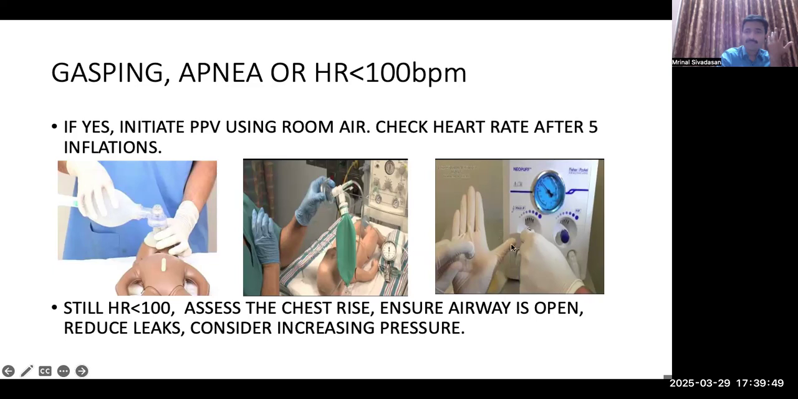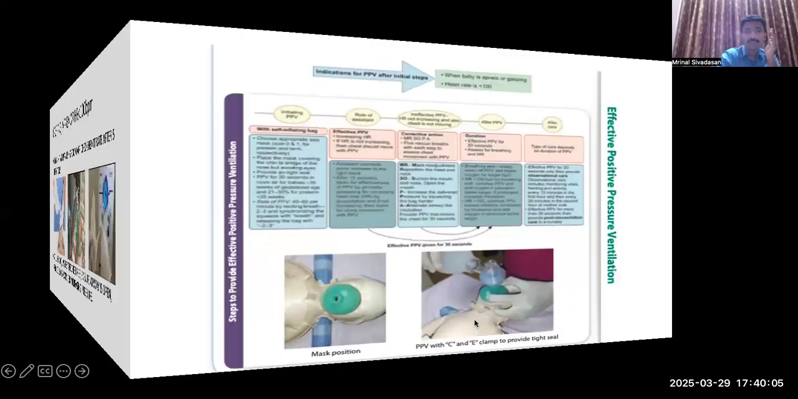And if the baby is preterm, or even if term, you can use the T-piece resuscitator. Now, if the heart rate is still less than 100, assess the chest rise, ensure the airway is open, reduce leak, and increase the pressure. That is called MR SOPA, which is the ventilation corrective step.